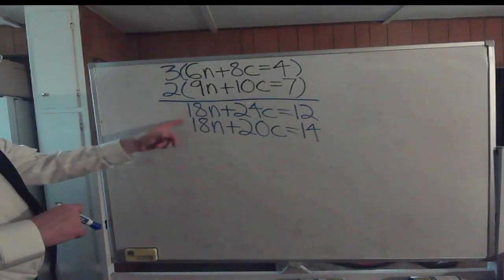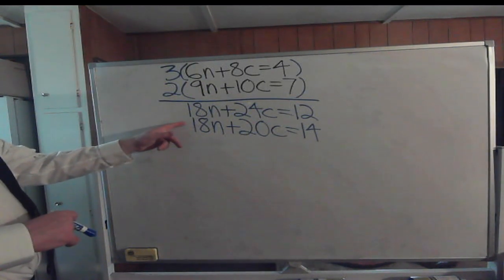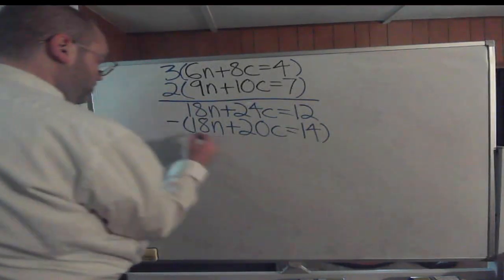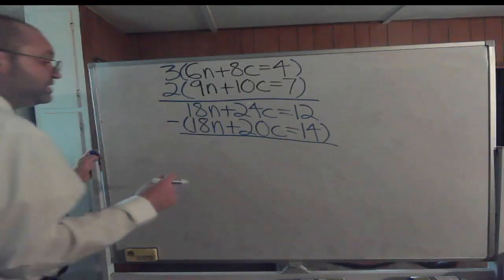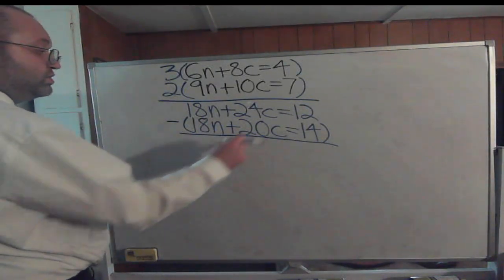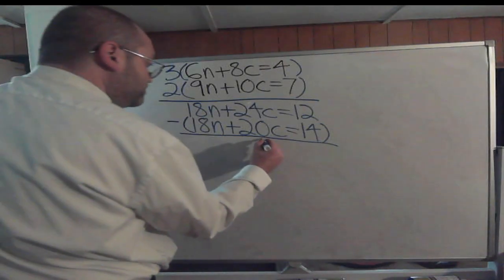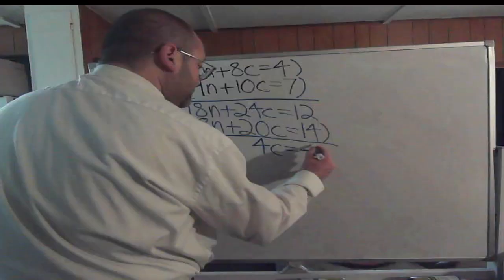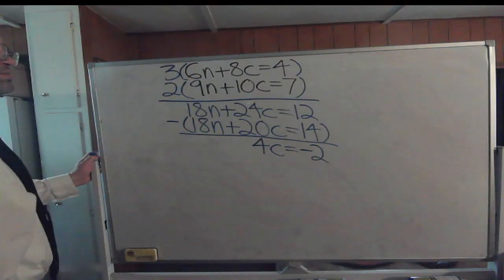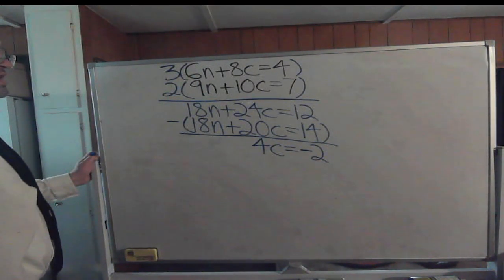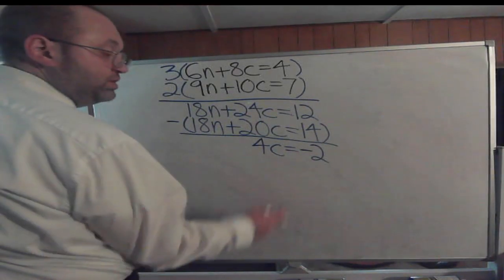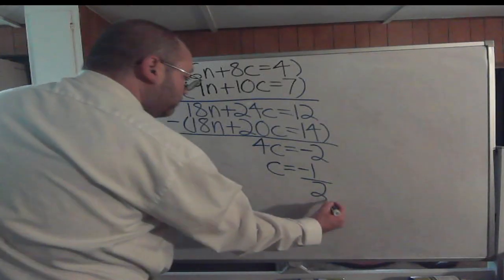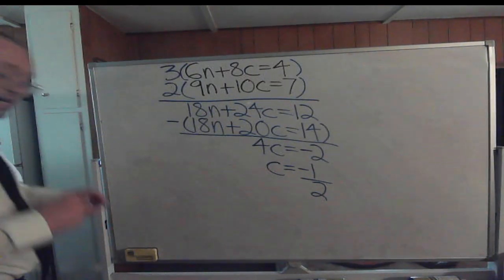Alright, well, we see the n coefficient's the same, so we can subtract the second equation from the first and therefore get a result for c. 18n minus 18n, that's 0. 24c minus 20c, that's just simply 4c. That would equal 12 minus 14. That'll give you negative 2. So we got 4c equals negative 2. So now c would equal negative 2/4 or simply negative 1/2. So the c coordinate of the solution is going to be negative 1/2.